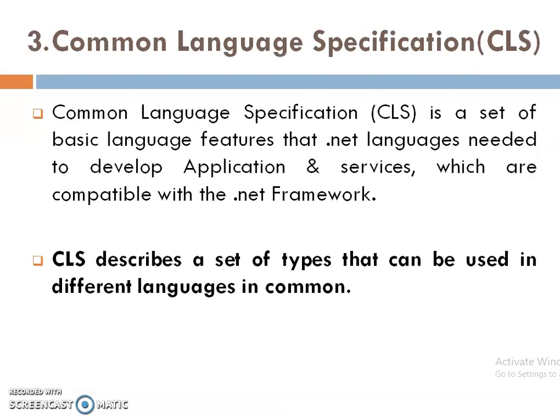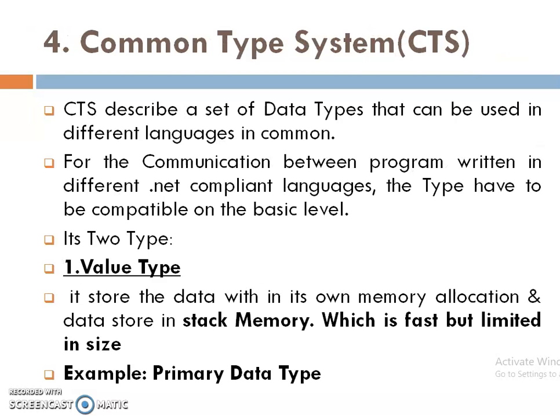Now the third component is Common Language Specification, CLS. Common Language Specification is a set of basic language features that a .NET language needs to develop applications and services which are compatible with the .NET Framework. CLS describes a set of features that can be used in different languages in common. Now the fourth component is Common Type System, CTS. CTS describes a set of data types that can be used in different languages in common.